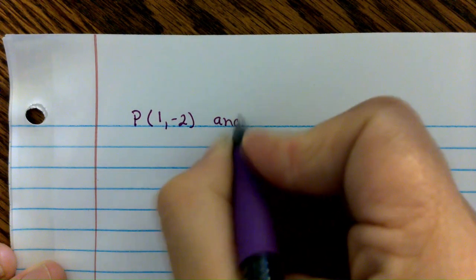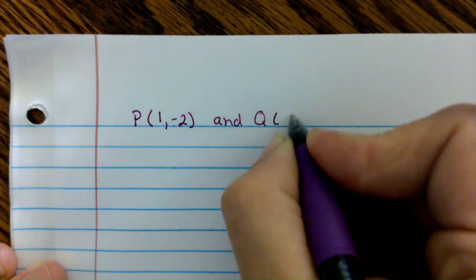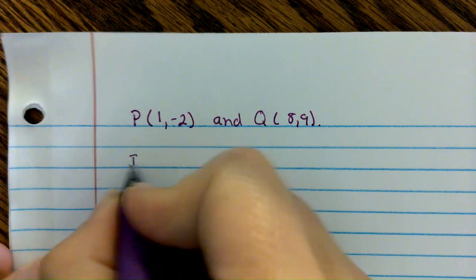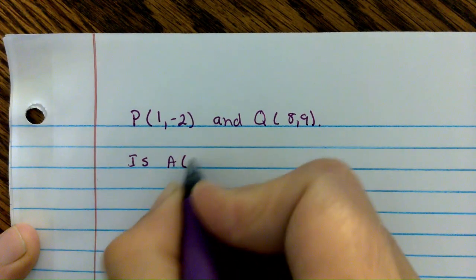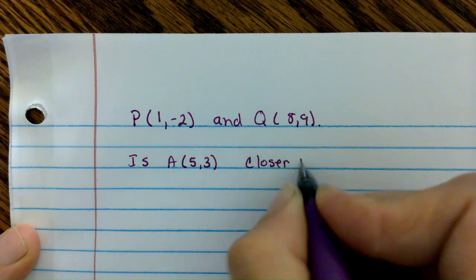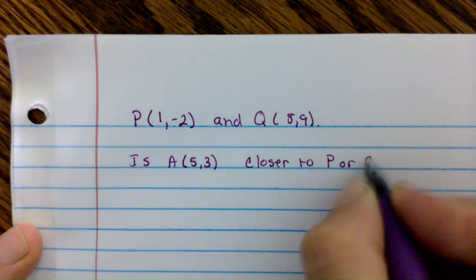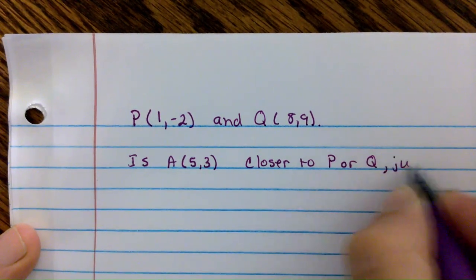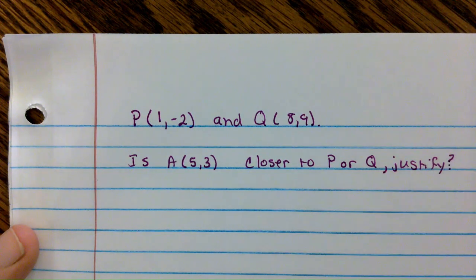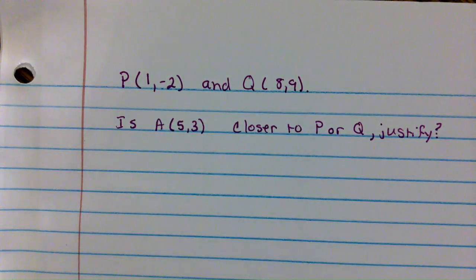P is at 1, negative 2. And Q is at 8, 9. Is A, 5, 3, closer to P or Q? Justify your answer. Okay, well, closer means less distance, right? So we have to know a distance formula.